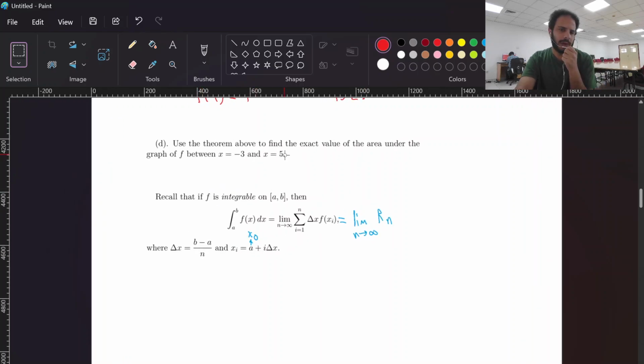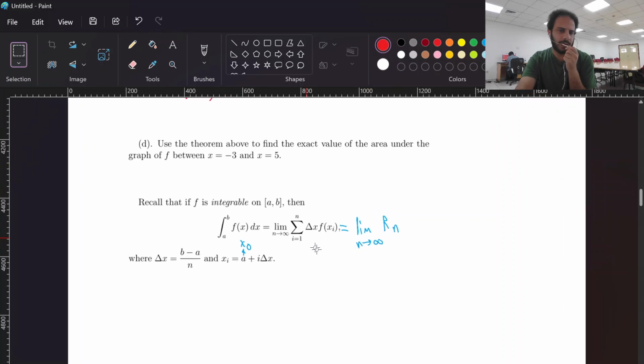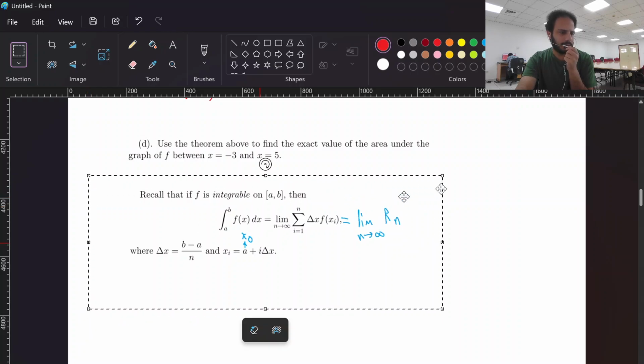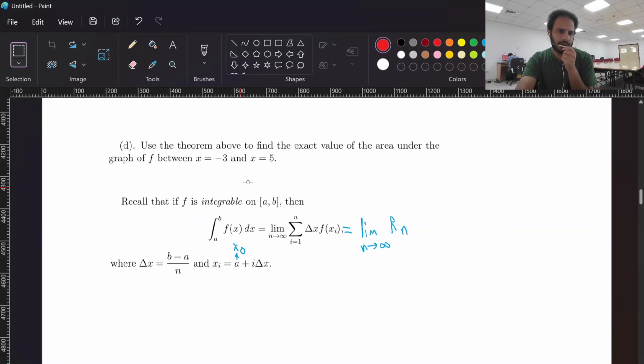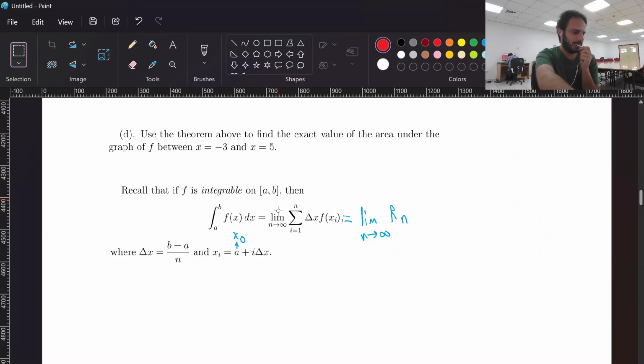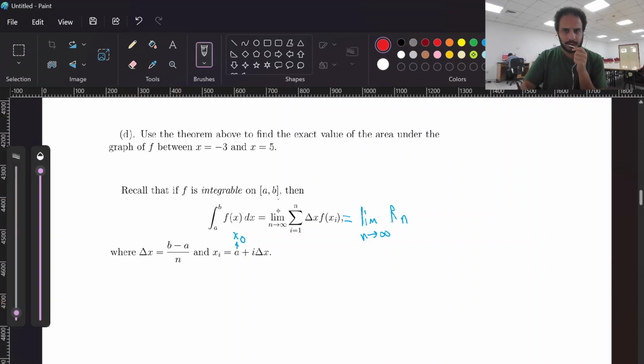Now, use the theorem above to find the exact value of the area under the graph of f between x equals minus 3 and x equals 5. So here is the formula. We will use this formula. First, calculate Rn. Then you take the limit, okay? No need to keep writing limit. After simplifying, you take the limit as n goes to infinity. So let's start. We want to find Rn, but before that, we need to find delta x and f of xi. So delta x equals b minus a over n. b is 5 and a is minus 3, so 8 over n.